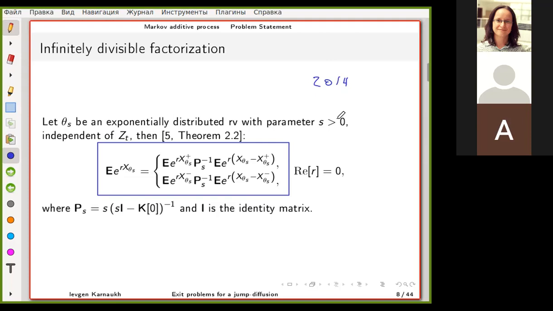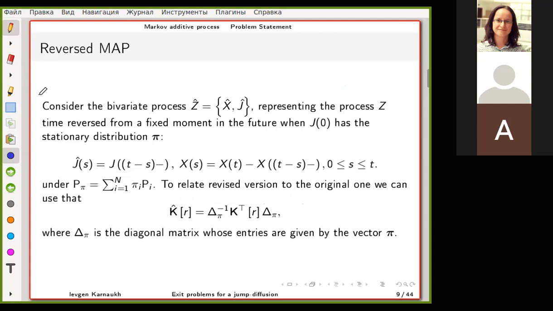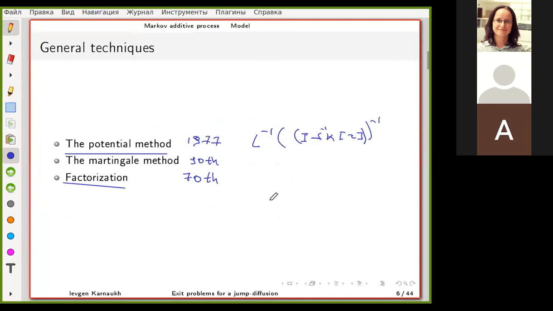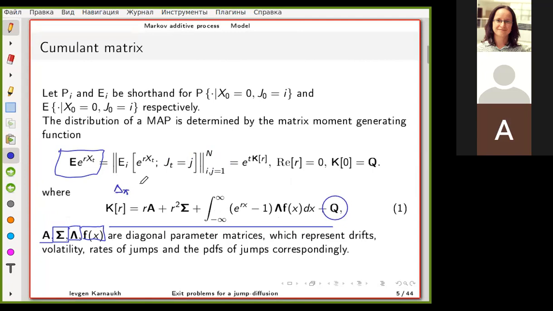Exactly, they use excursion arguments and the notion of the reversed MAP. What is the definition? Here is the general definition of the reversed MAP. For simplicity, we can understand the reversed MAP as a Markov additive process with cumulant given by this expression. For a jump diffusion process, which we consider here, the reversion has influence only on the transition rate matrix of J. It is easy to see from the definition of the function K. So if we multiply by the matrix delta P and by delta P inverse and transpose this expression, since all matrices are diagonal, this transformation will change only this matrix Q, the transition rate of our environment.